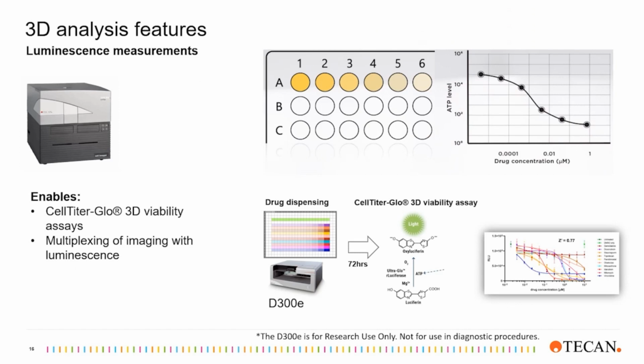As a multimode reader, the Spark Cyto features multiplexing of imaging with luminescence, absorption, and fluorescence intensity measurements, supporting multiple types of endpoint assays. One prominent endpoint assay in the 3D cell culture field is the CellTiter-Glo viability assay, which the Spark Cyto supports via its luminescence measurement capabilities. A second TECAN instrument, the D300e digital dispenser, can also prove useful for this application, since it features precise dispensation of small volumes down to 11 picoliters.